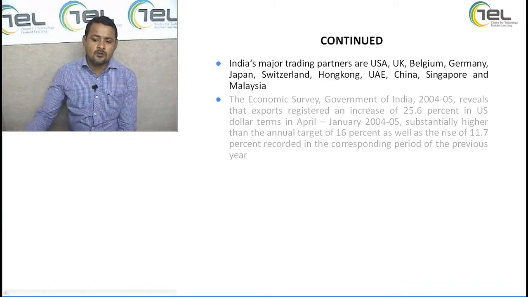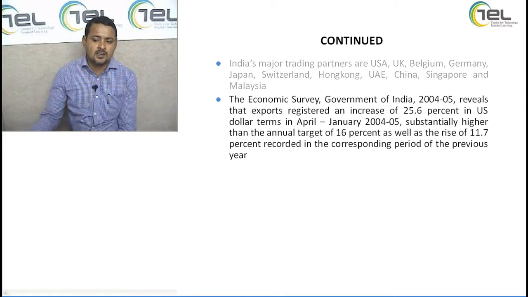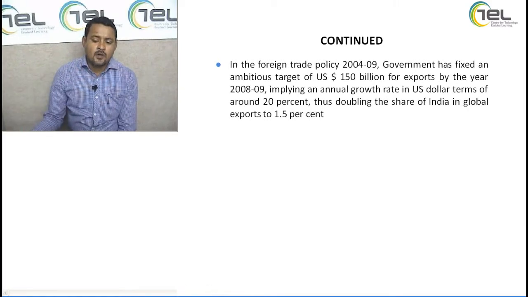The Economic Survey of India 2004-5 reveals that exports registered an increase of almost 26% in dollar terms, substantially higher than the annual target of 16%, and the previous year it was almost 12%. So exports are growing more than imports. That is a good sign for the balance of payment situation.